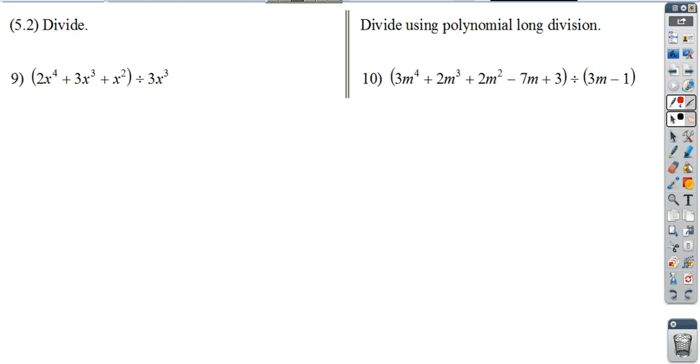Alright, so section 5.2, we talked about adding, subtracting, and multiplying polynomials. This section is on dividing them. And there's kind of three types of division. There's the basic type of division, which is number 9, and then long division and synthetic.